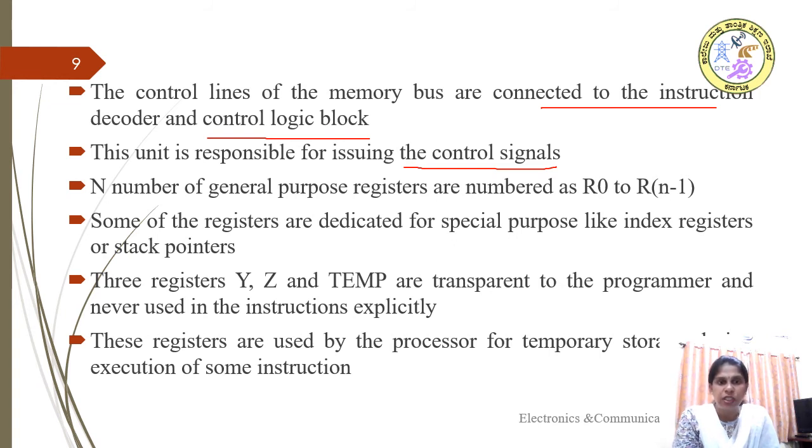And as I have already told, there are n general purpose registers. They are designated as R0, R1, like that until Rn-1. There are some registers dedicated for special purposes, like the index register and stack pointer. Afterwards we will go through that. There are some temporary registers we are going to consider, like Y, Z and Temp. They are transparent to the programmer and never used in instructions explicitly. These registers are used by the processor only to store data temporarily.